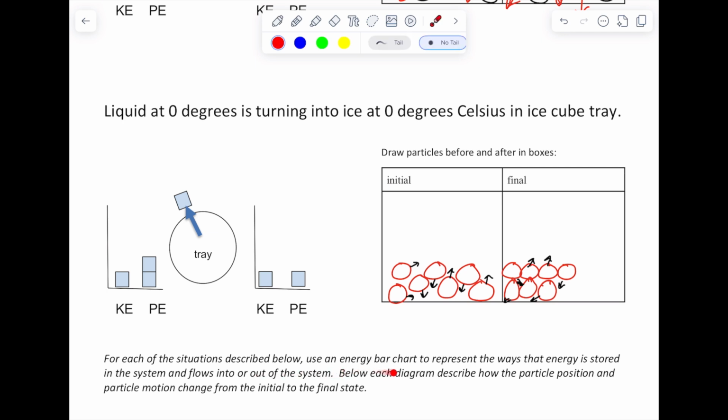So for each of the situations described below, use an energy bar chart to represent the ways energy is stored in the system and flows in or out of the system. Below each diagram, describe how the particle position and particle motion change from the initial to the final state. So, particle position and particle motion. Good luck!